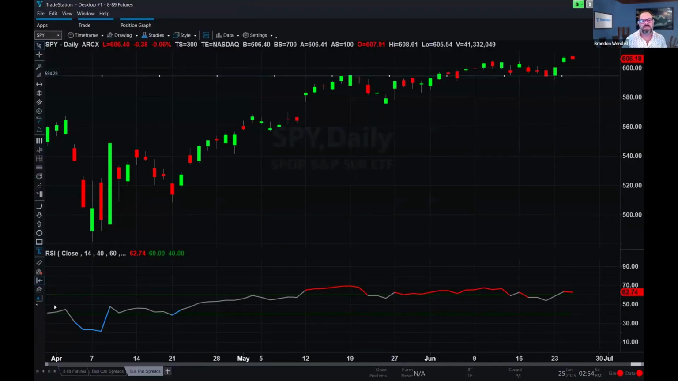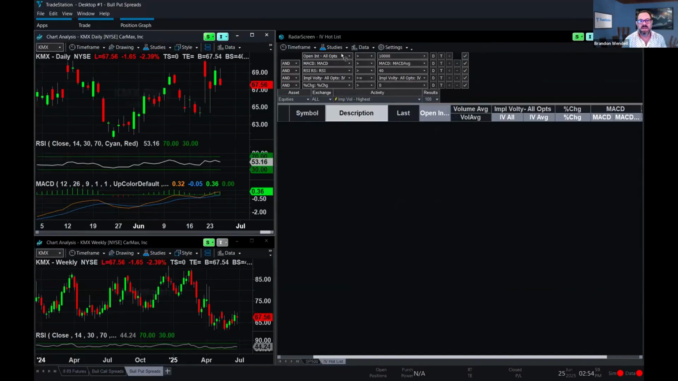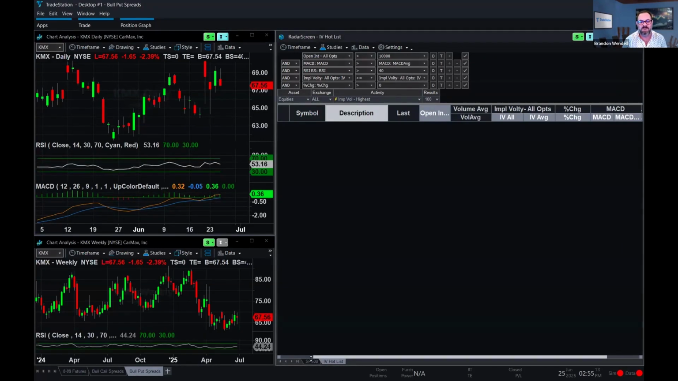Bull put spreads. I brought up that workspace. Again, there are different workspaces that you can use. And this has a scan that we can run. Right now with bull put spread, that's a credit spread. We might want high implied volatility. Unfortunately, nothing's fitting into the criteria right now. So let me go check the S&P 500.